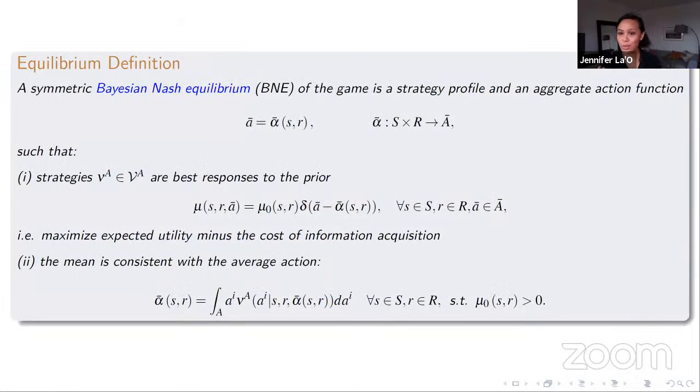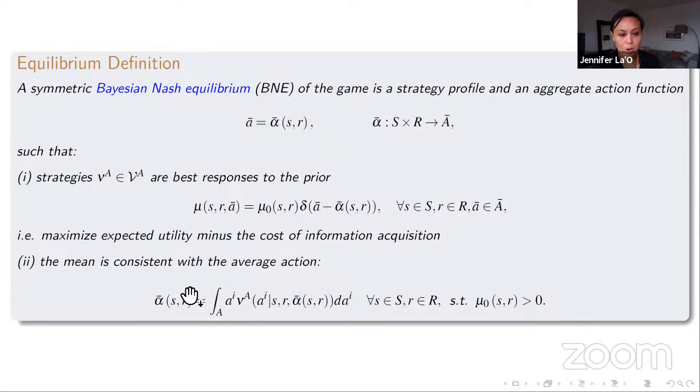And in equilibrium, we're going to look at symmetric Bayesian-Nash equilibria. This is going to be a strategy profile of the agents and an aggregate action function, such that strategies are best responses to their prior. This is saying that these agents are rational. They have the prior that's basically induced by this common prior over exogenous states and the equilibrium aggregate action function. So strategies are best responses. And then the mean is also consistent with the average action.